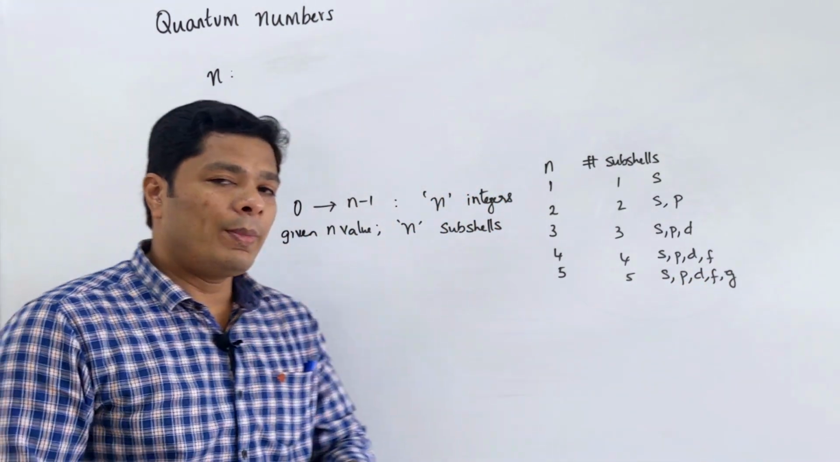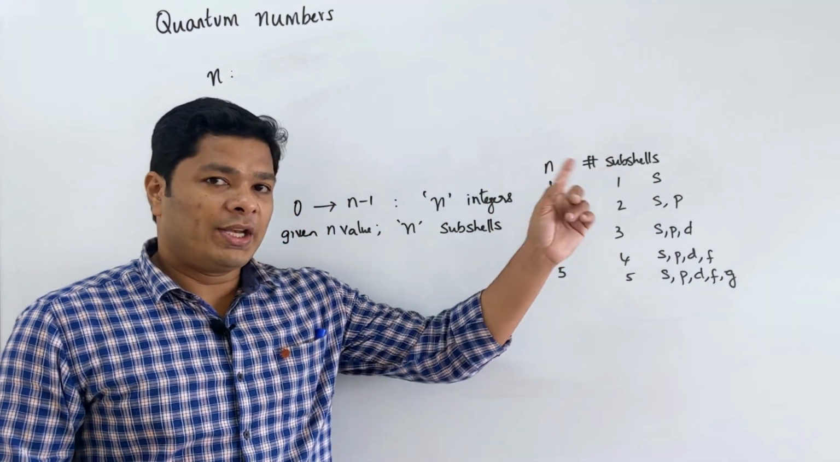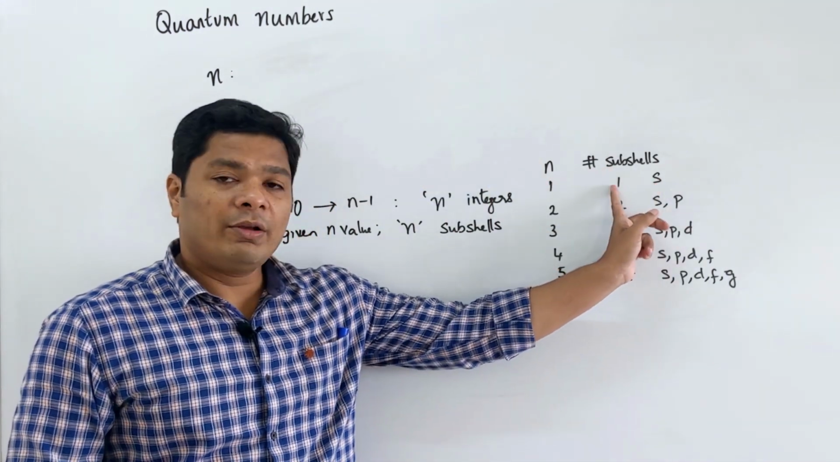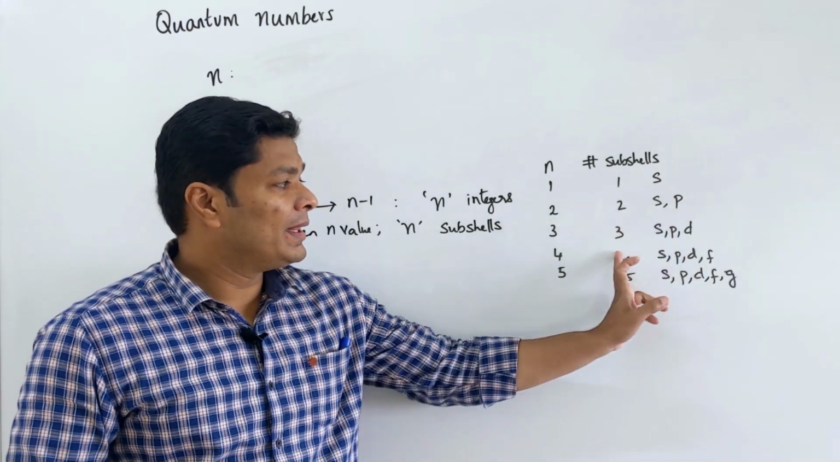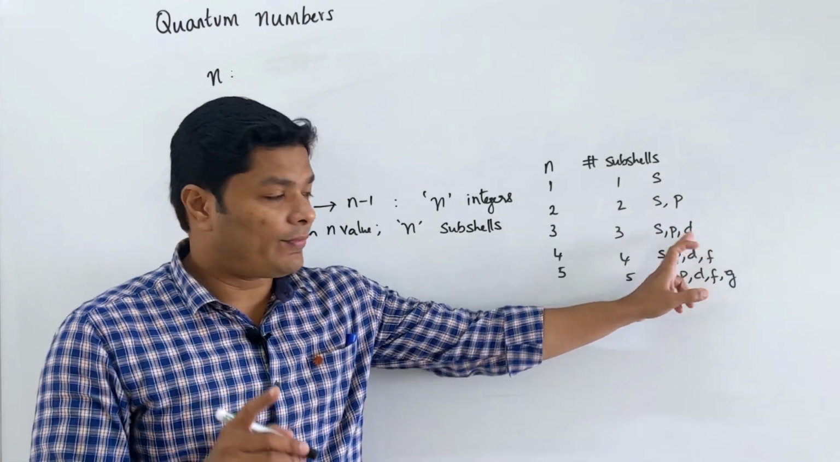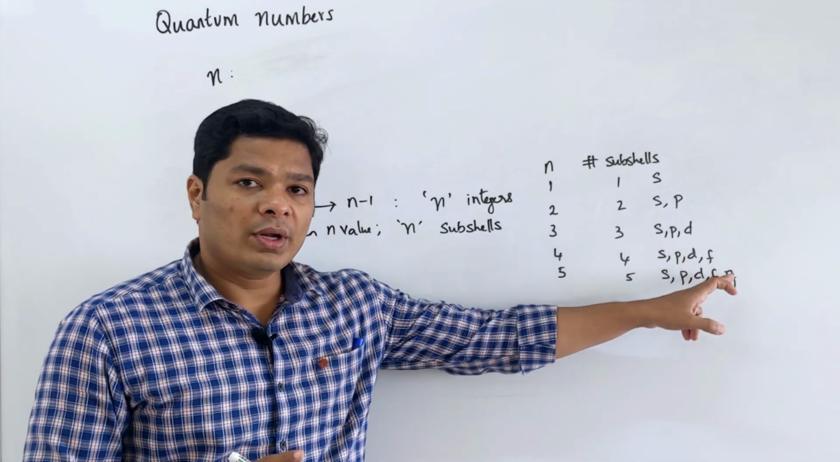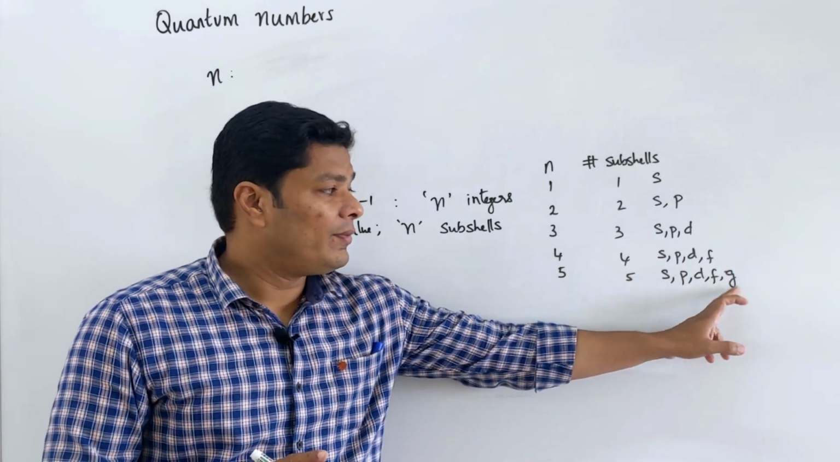Now this is something you might have already known. In the periodic table for n equals 1, there is only 1s. There is no 1p. 2s, 2p. 3s, 3p, 3d. There is no 3f. 4s, 4p, 4d, 4f. 5s, 5p, 5d, 5f, 5g.